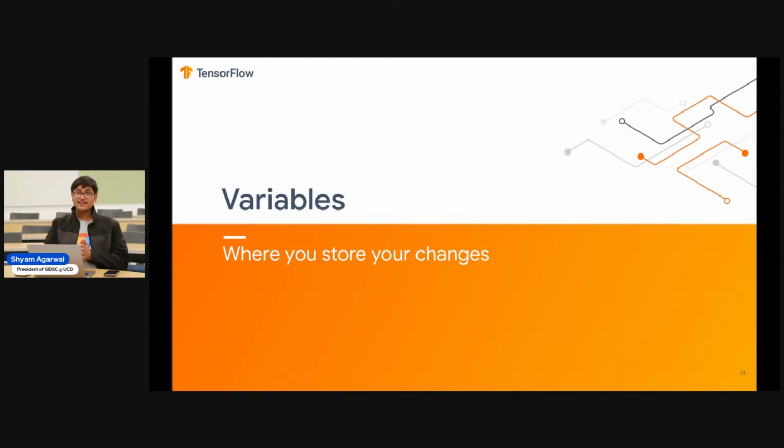All right, so for that, we have variables where you store your changes. Tensors are great because they're immutable, which makes optimization and refactoring possible, including letting the graph optimizer fold constants and so forth, because the values are immutable. The values are not changing.